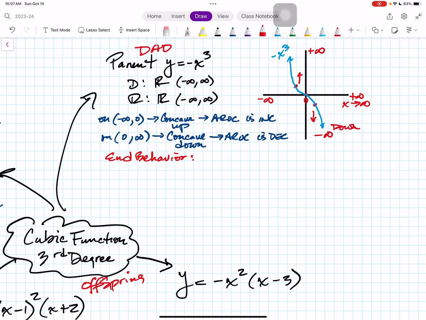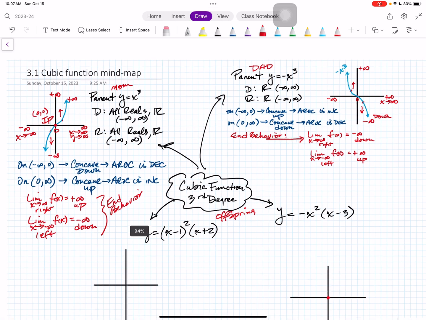Well, I can say that the limit as x approaches infinity of the function is negative infinity, because when you go right on the graph, the function goes down. That's what these symbols mean. Now, when you go to the left, you're traveling to negative infinity. So the limit of the function as x approaches negative infinity, since the function goes up, is positive infinity. So again, when you go left, it goes up. When it goes right, it goes down. This is the end behavior of your function, and that's an important thing. So that's mom and dad here.